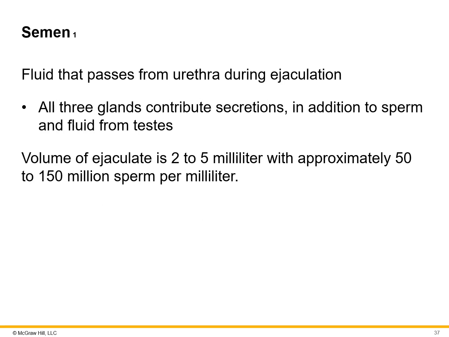All right, for your semen, obviously semen is the fluid that passes from the urethra during ejaculation. Like I said, all three glands contribute to the secretions, in addition to the sperm and the fluid from the testes. Now, remember, I told you the testes don't give all the fluid to the sperm, but they do give some, not a lot. But the typical volume of ejaculate is about 2 to 5 milliliters. And that equals approximately 50 to 150 million, not thousand, million sperm per milliliter. So that is a lot of sperm, even if you're just talking about two milliliters, okay? That is a lot of sperm, okay?